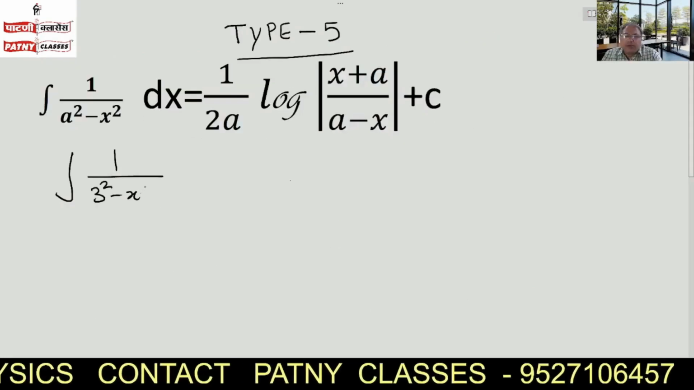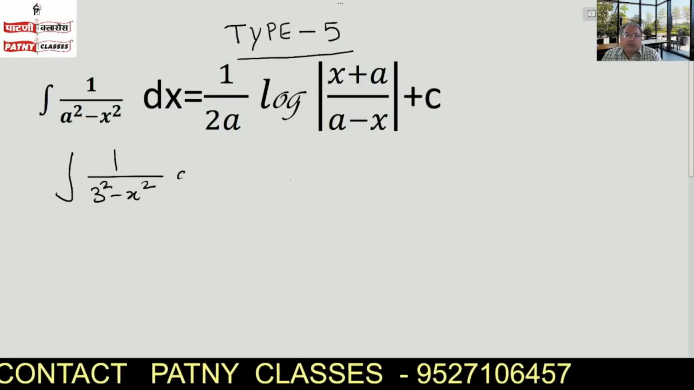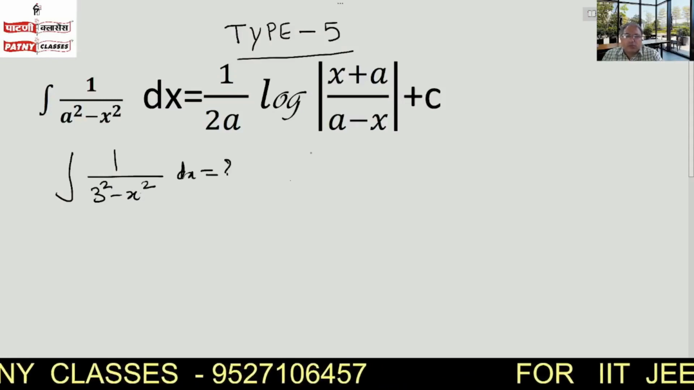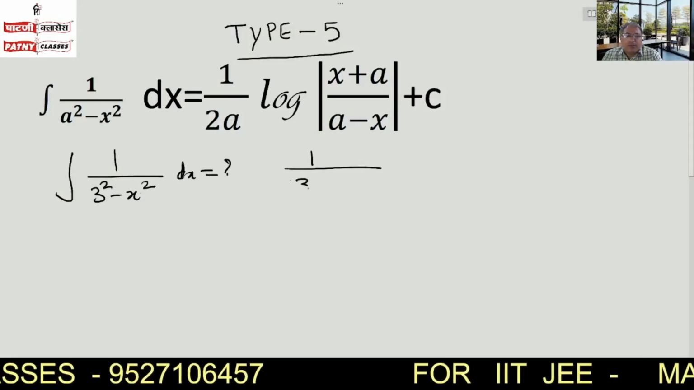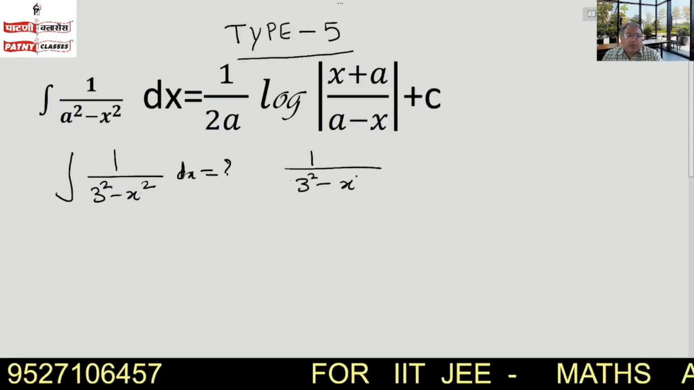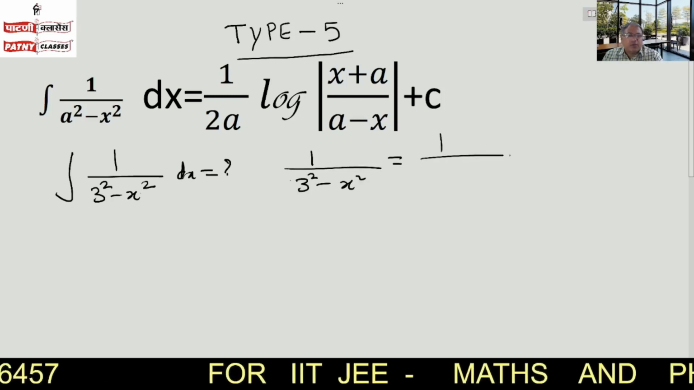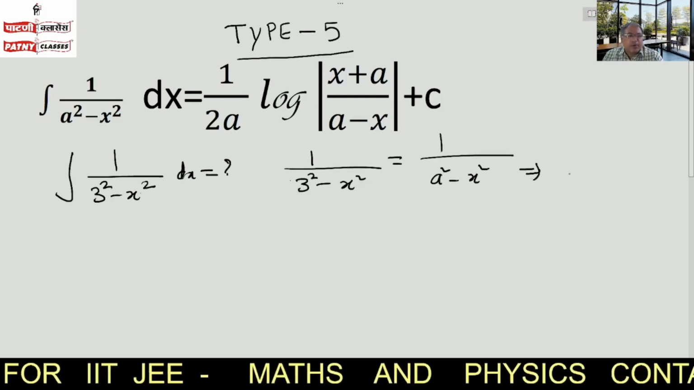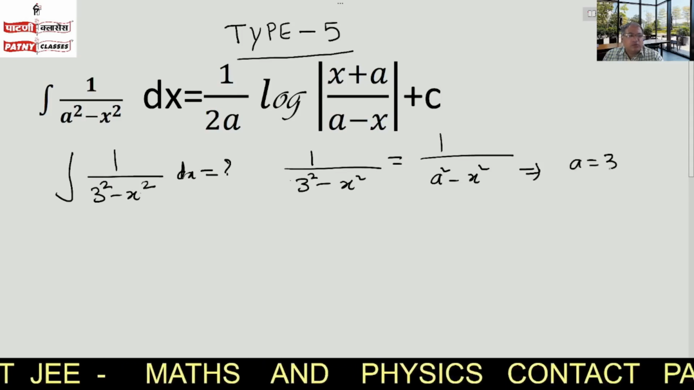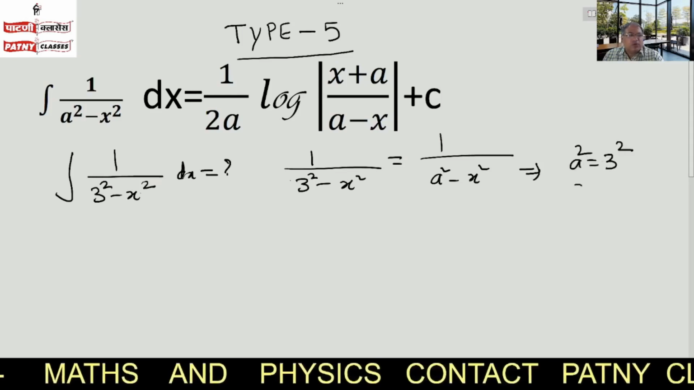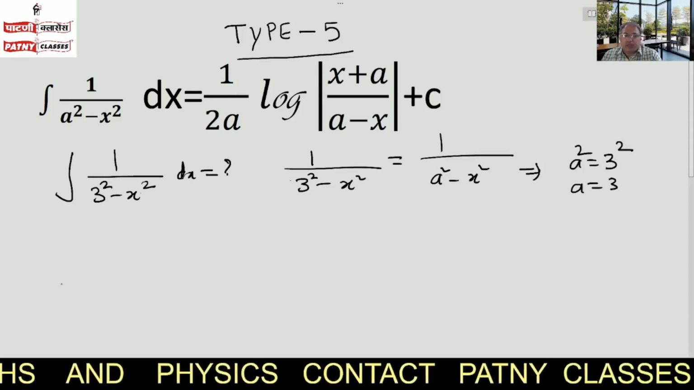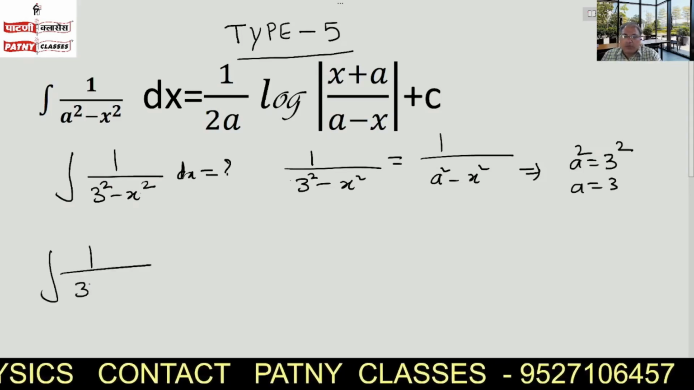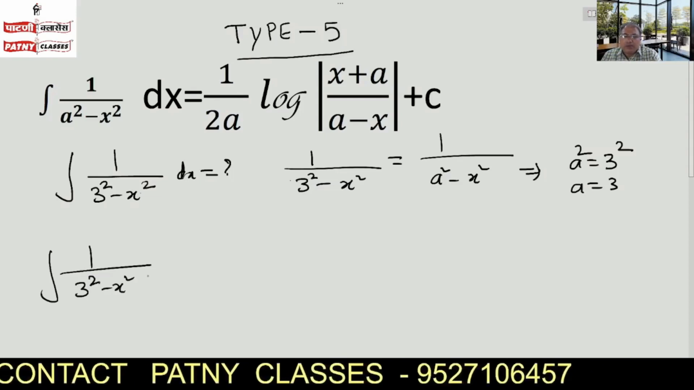Example: integration of 1 upon 3 square minus x square with respect to x equals to how much? Let us do the solution, comparing 3 square minus x square with 1 upon a square minus x square. This implies a square equals to 3 square, therefore a equals to 3. Now according to the above formula we can apply here.